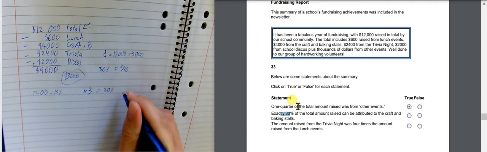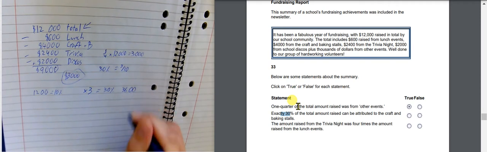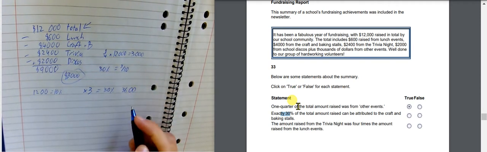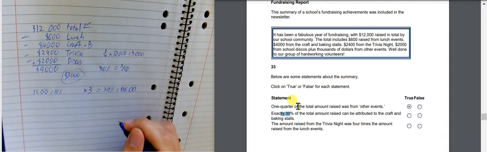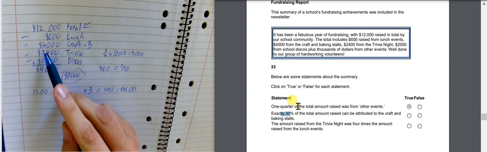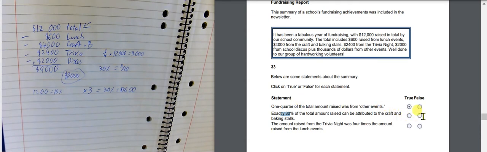1,200 times 3. I know that 12 times 3 is 36. I just add my 2 zeros on the end because there's already 2 zeros over here. So $3,600 is 30%. Is that exactly how much craft and baking made? No, they made 4,000, which is more than 30%. So false.